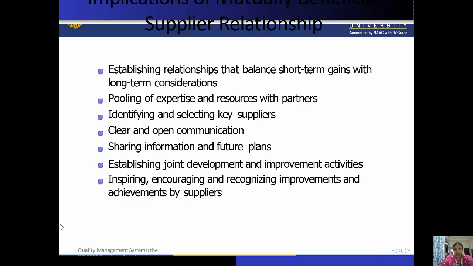Next is identifying and selecting key suppliers. It is an important thing that we need to identify and select the key suppliers so that we can make a mutual relationship with them. Next is clear and open communication.